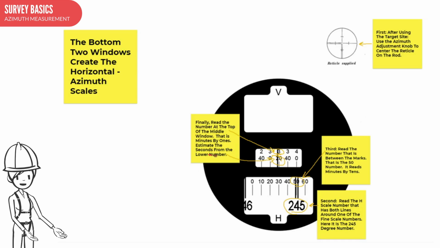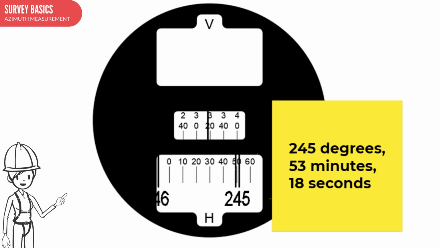Finally, we will refine the reading using the middle scale box. Read the minutes in the top line, and add that to your minutes from before. Here it is 3 minutes more. So 245 degrees and 53 minutes. Add the seconds by estimating the bottom marker. Here I estimate just a little less than 20. Say 18. So my final azimuth reading is 245 degrees, 53 minutes, and 18 seconds.